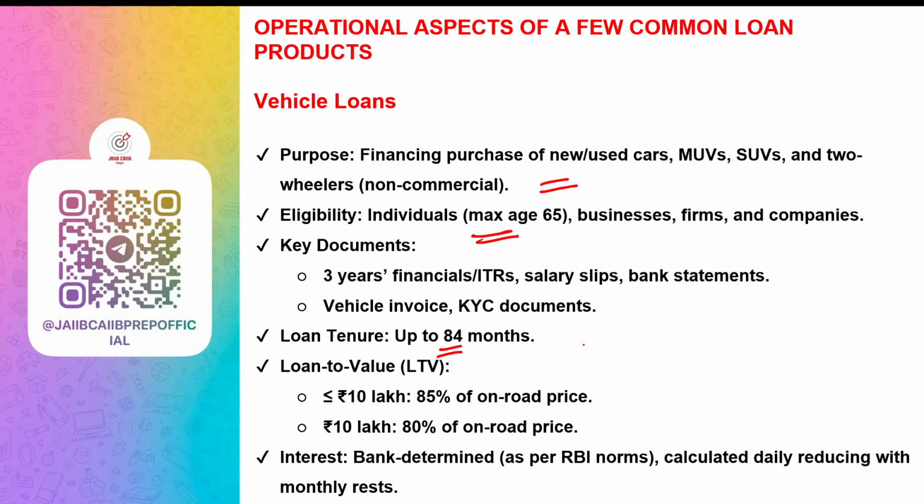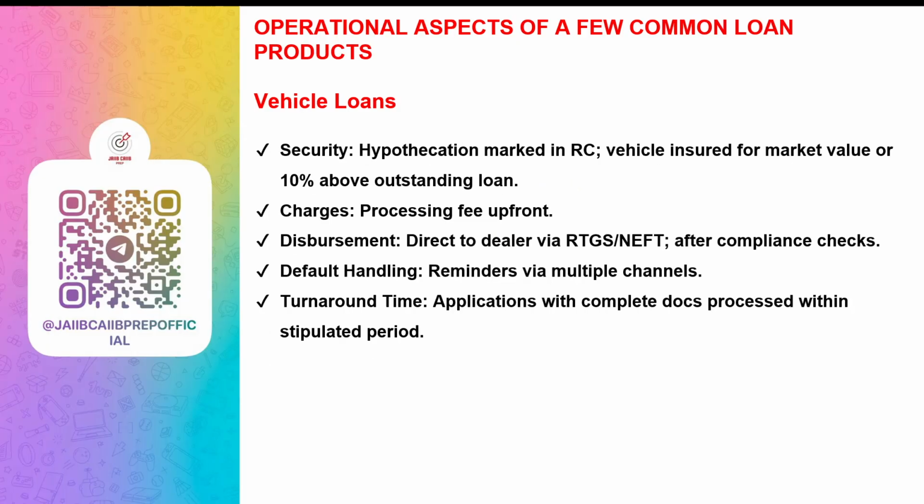Loan amount, so basically a loan to value ratio is there. If the vehicle price is less than 10 lakh rupees, then 85% of the on-road price can be given. And if the vehicle price is more than 10 lakh rupees, then 80% of the on-road price is provided. Interest rate is decided by the bank, and interest is charged daily on the reduced loan balance, but it is collected monthly.